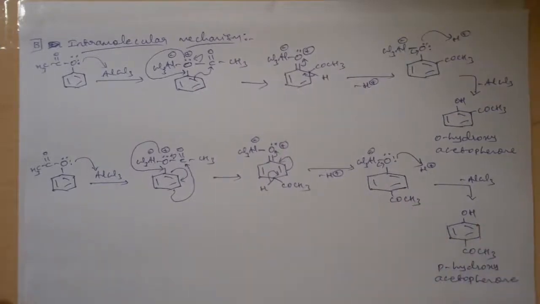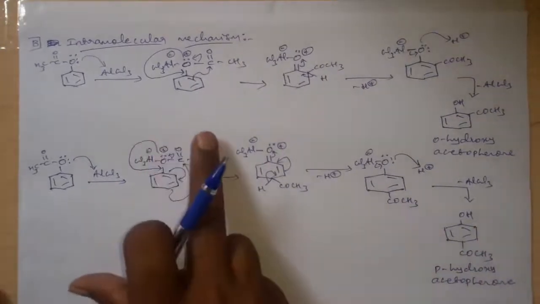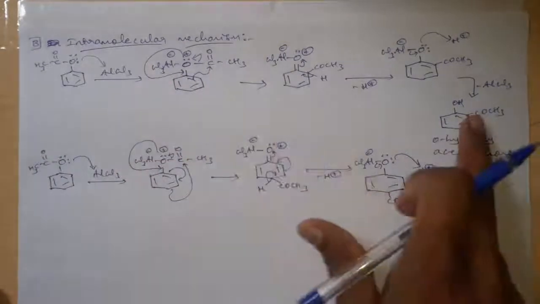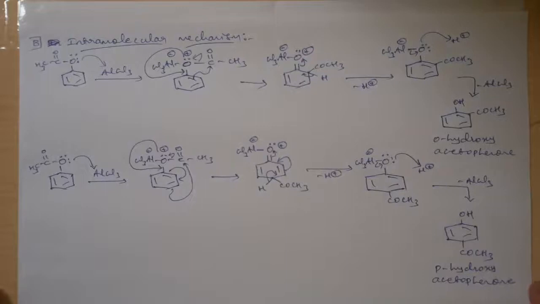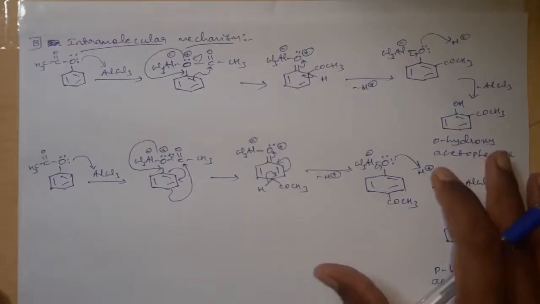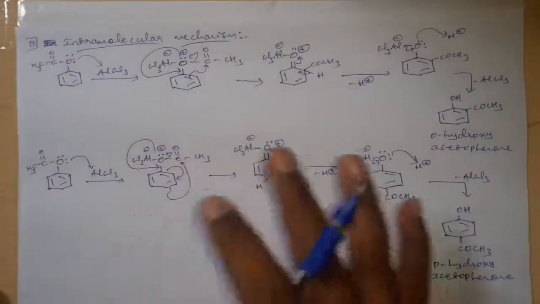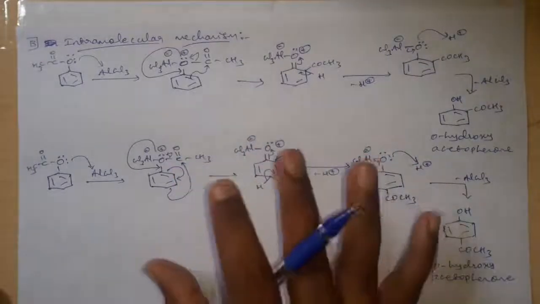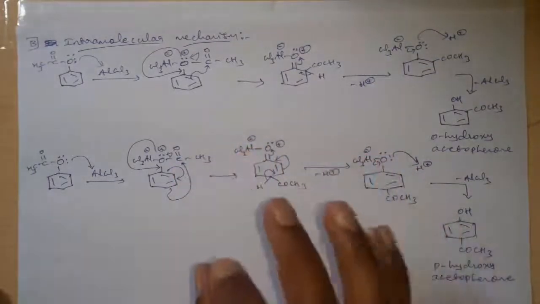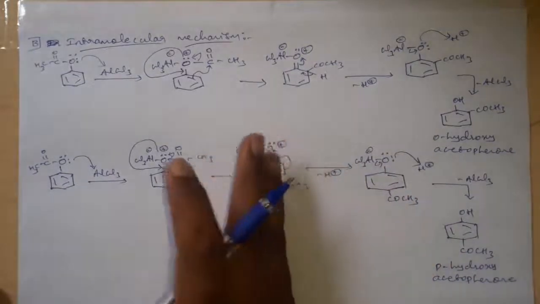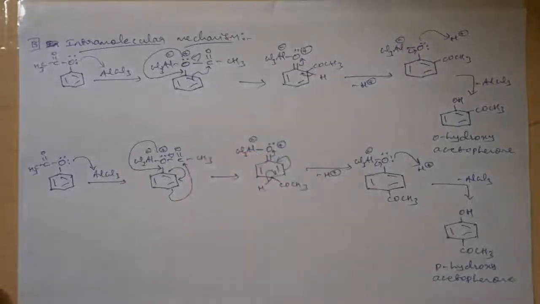This is the reaction mechanism for intramolecular migration of the acyl group to the ortho and para position of the benzene ring in the presence of AlCl3 as a catalyst. In the exam, if they ask particularly to write the intermolecular mechanism or the intramolecular mechanism, there we have to write that particular mechanism. If they are not mentioning any type of mechanism, if they are just asking to explain Fries rearrangement with mechanism, then you can follow either of these two mechanisms. Okay, thank you.